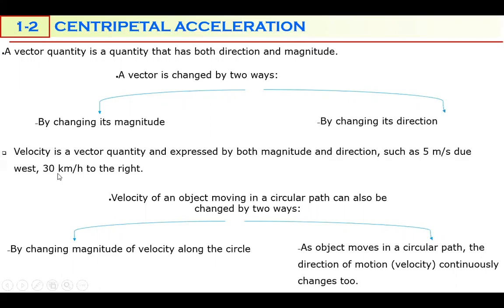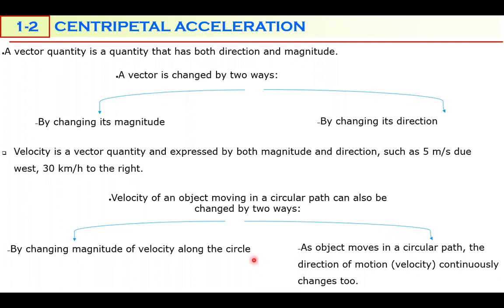So if velocity is a vector quantity, we can change it in two ways: by changing the magnitude of the velocity, which is speed, in fact. When we say magnitude of the velocity, it's speed. Or, as an object moves on a circular path, its direction of motion continuously changes. By changing direction, you can also change velocity. By changing the magnitude, you can change the velocity.